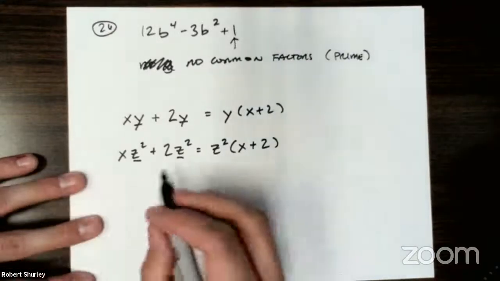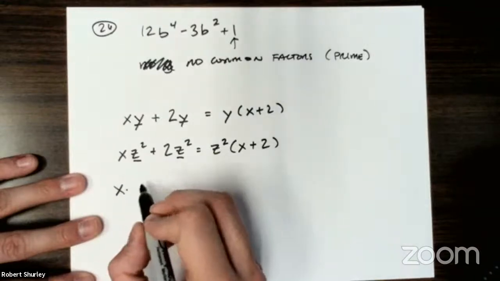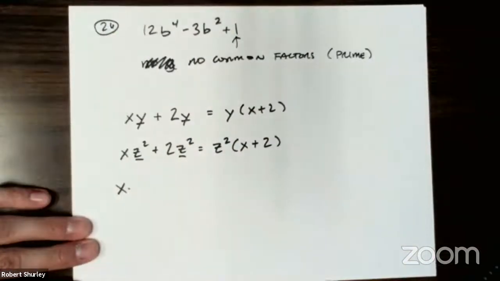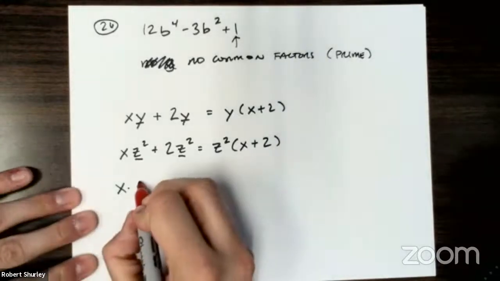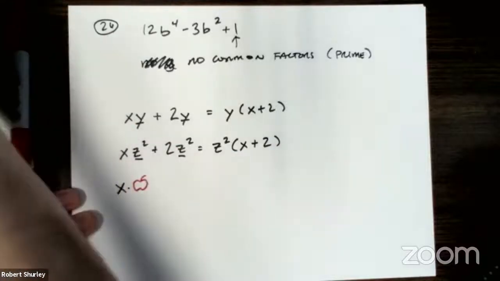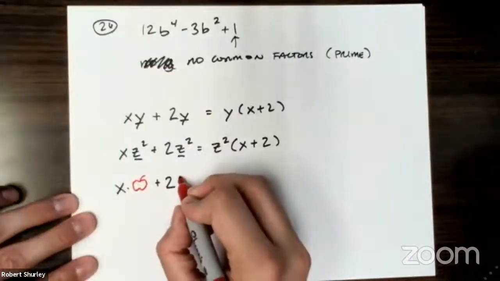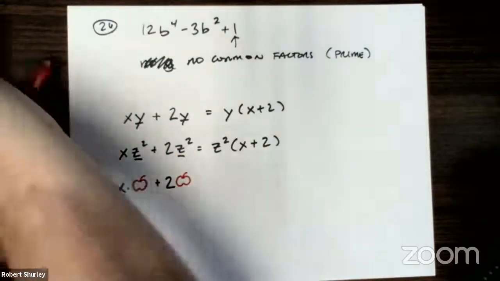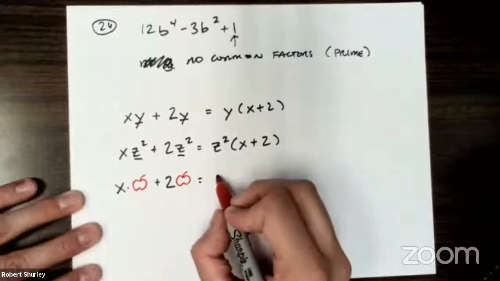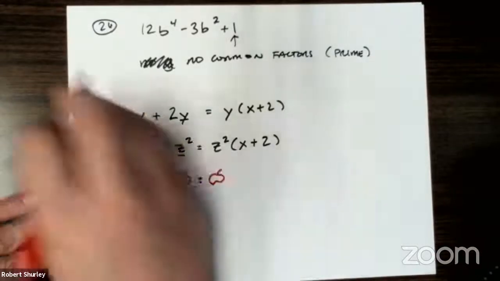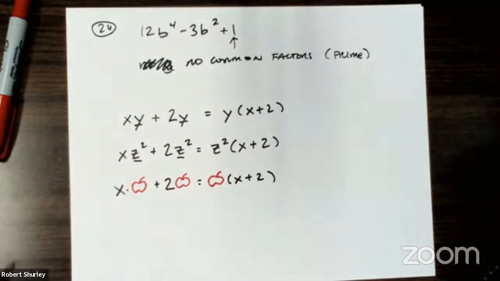So if I put in, let's say I put in x times, you know what? Hold on. I will use a color. Let's say I put in x times an apple plus 2 apples. Okay. Well, guess what? There's an apple in both of these. So it gets to factor out. And we're left with x plus 2. Okay.